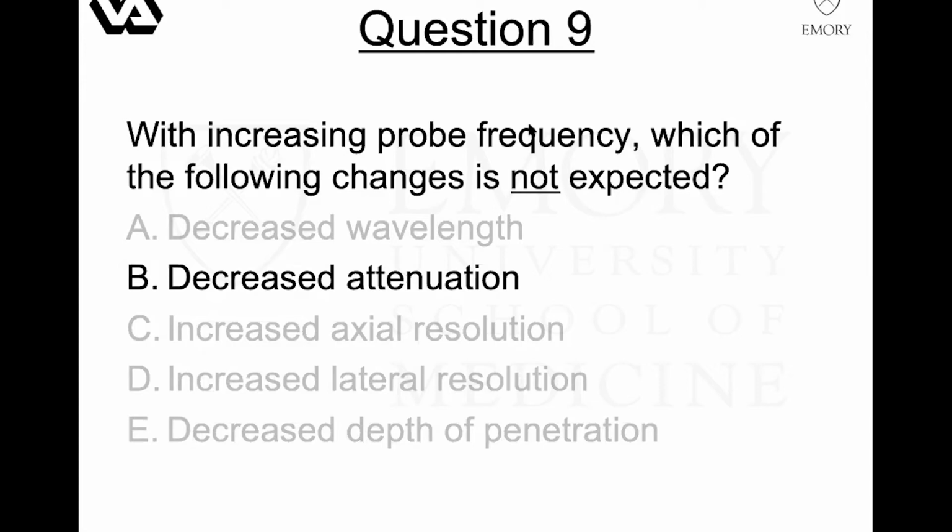Axial resolution is the ability, I don't know if you can see my pointer, to resolve objects that are in the same line. Lateral resolution is the ability to resolve objects that are next to each other. And so both of these are improved by increased frequency.